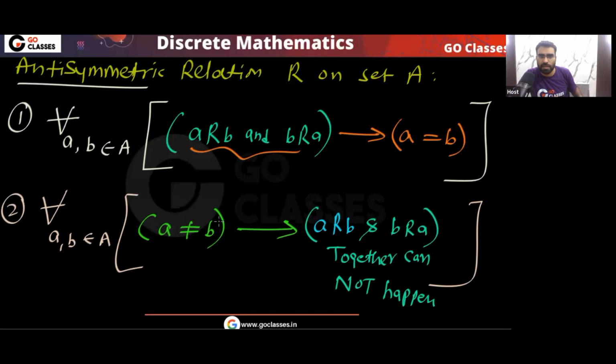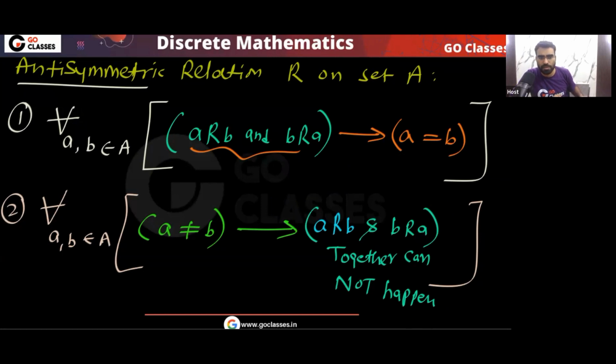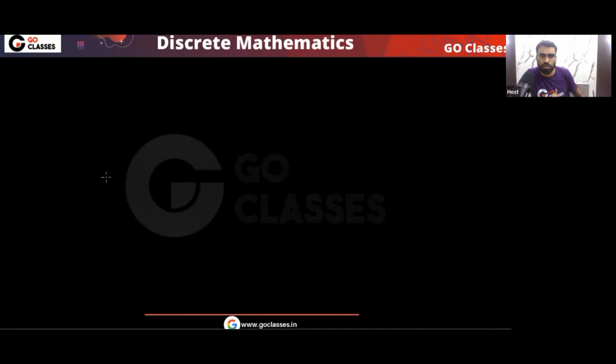Okay, is it possible that none of them happens? Is it possible for A, B that none of them happens? Yes, that is possible. But remember, they together cannot happen. One of them can happen, none of them can happen, but together they cannot happen. So very simple point. I hope you understood. Remember this antisymmetric relation.